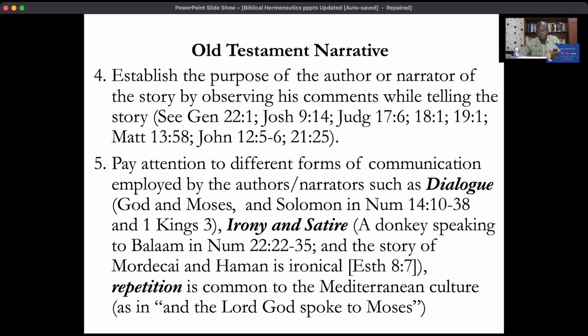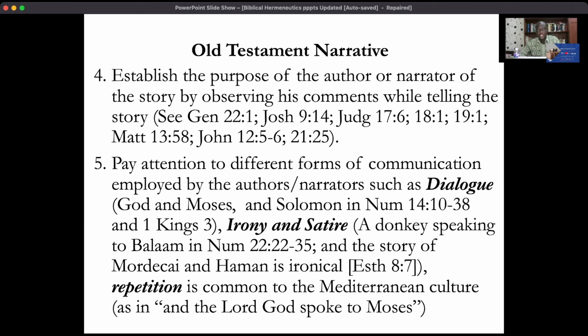Now, pay attention to different forms of communication employed by the author or the narrator, such as dialogue. Sometimes the story is presented in different forms. It can be presented as a dialogue. So you see a dialogue between God and Moses, Solomon also and God. And also the story can be presented as an irony or satire. So you see a donkey speaking to Balaam in Numbers chapter 22, verses 22 to 35. And the story of Mordecai and Haman is ironical, because Haman wanted Mordecai to be hanged, but Haman was hanged rather. So that's the irony. And the satire is when you see a donkey speaking to his owner.